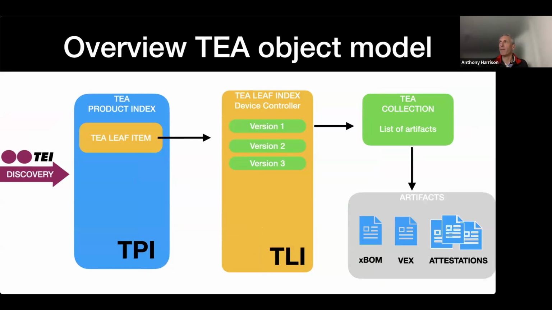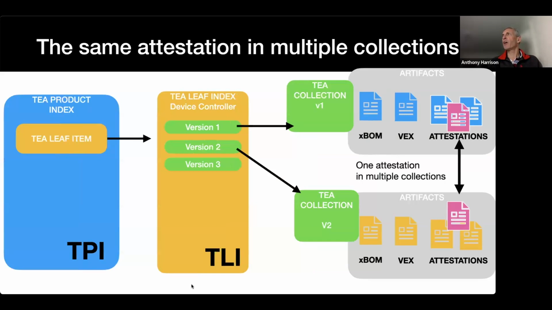Okay, so we have some 3-letter acronyms: TPIs, TLIs. So TPI is the product index. That is your index into your leaves. And then that will go into the leaf index, which will identify the particular versions that product has. Then you get to your artifacts, and you'll have a list of artifacts. At this stage, we're just looking at the list of the artifacts. We're not looking at the contents of the artifacts. That's really where the insights will come in. So that's obviously the future where we want to get to. Next slide, please.